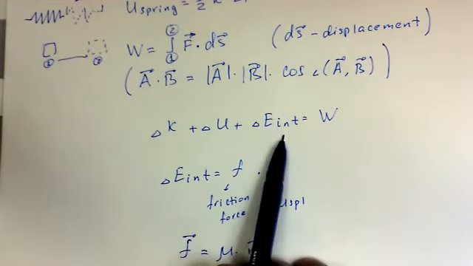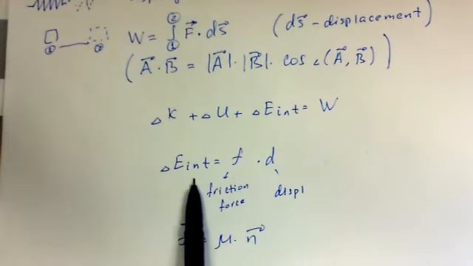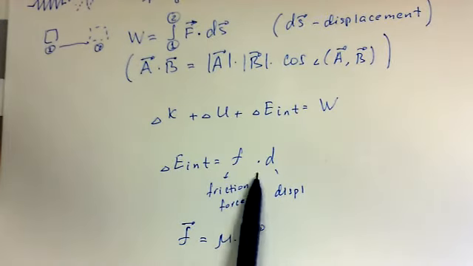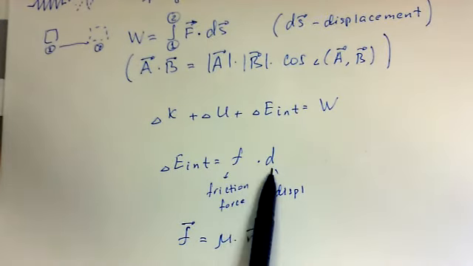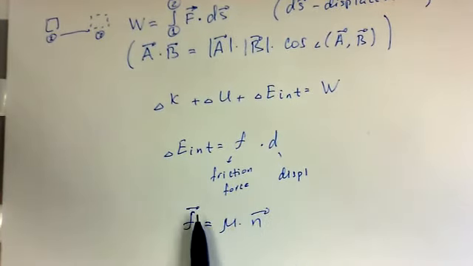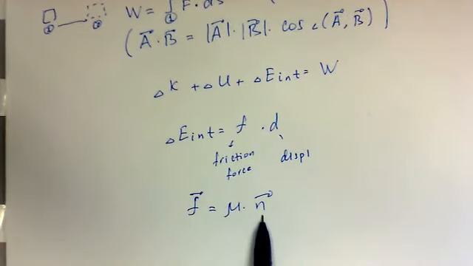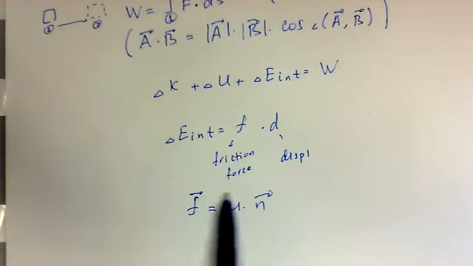Now a little bit about the change of the internal energy. The change of the internal energy equals the friction force times the displacement, not a dot product, but just times. It is important to always keep in mind that the friction force equals mu, the coefficient of friction, times the normal force. The normal force is not always mg; it depends on the problem. So this is the general form for the friction force.